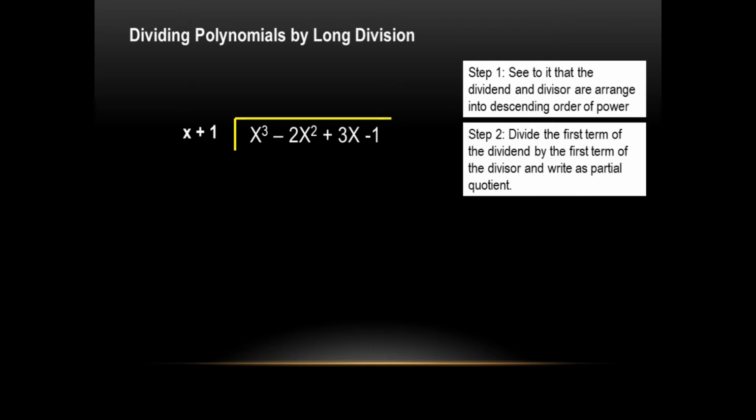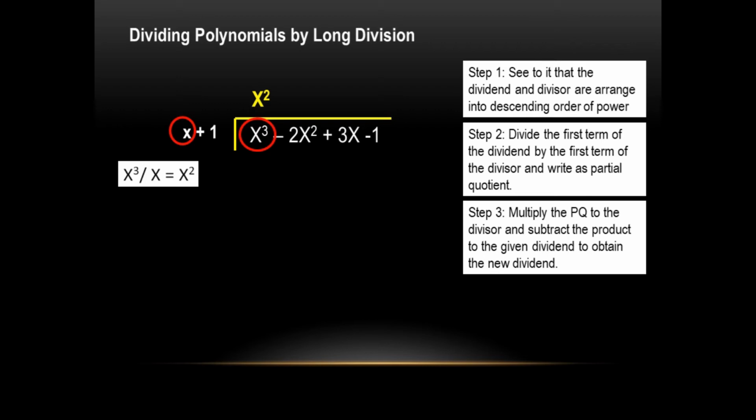Okay, so what is step 2? So step 2, divide the first term of the dividend by the first term of the divisor. Okay, so i-divide natin itong first term ng dividend na x cube sa first term ng divisor natin na x. So ito na yung magiging solusyon. So x cube divided by x is equals to x squared. So the resulting quotient dividing x cube by x is equal to x squared. So as we have said in step 2, you write as partial quotient. So, i-write natin doon sa taas ng x cube as your partial quotient.